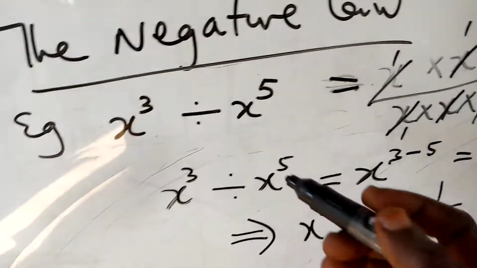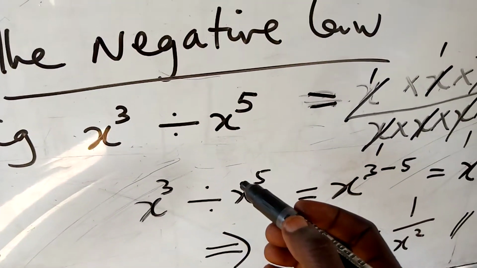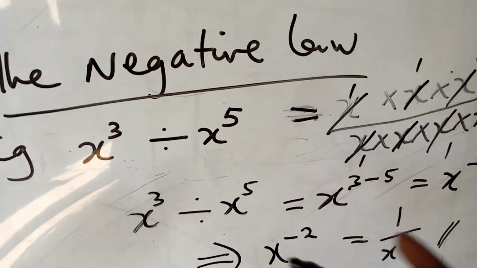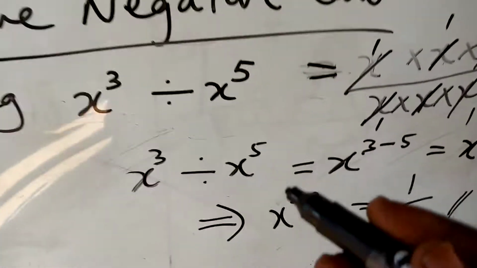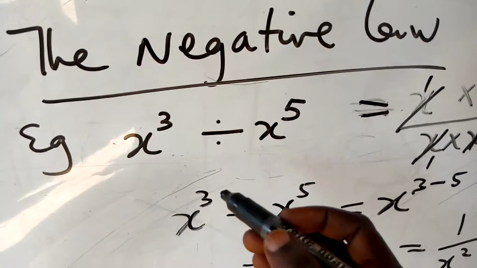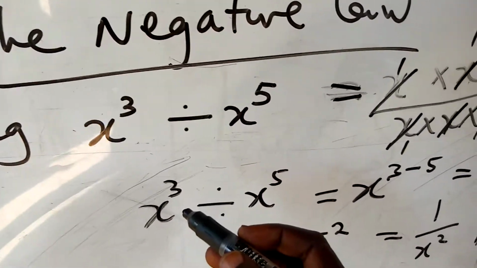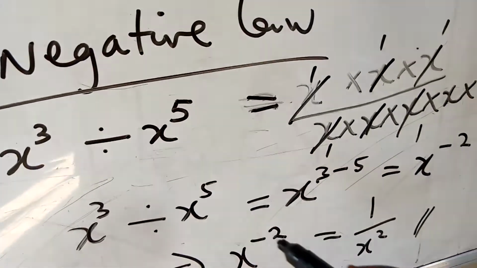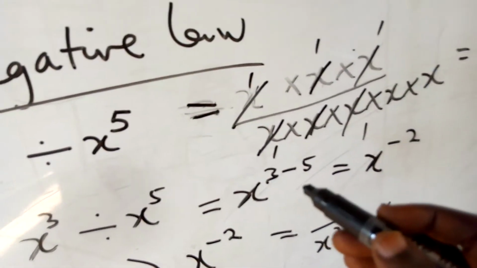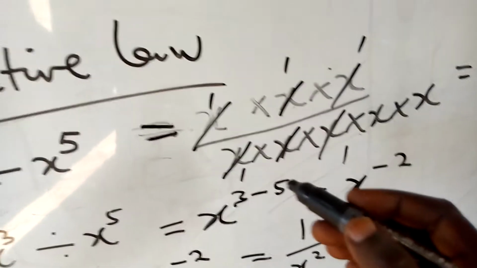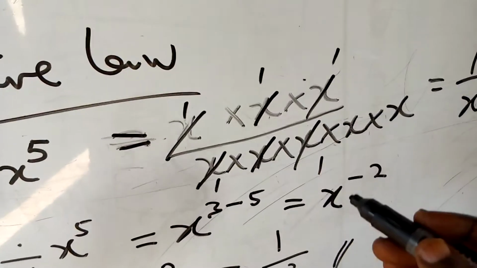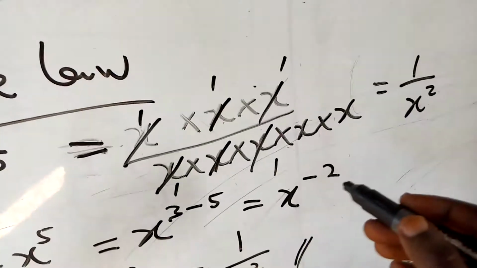Now let's look at this by the law of indices, operating with negative indices, right? Look at this. That is x raised to power 3 divided by x raised to power 5, which gives me x raised to power 3 minus 5. That gives me x raised to power minus 2. This is what we arrive at.